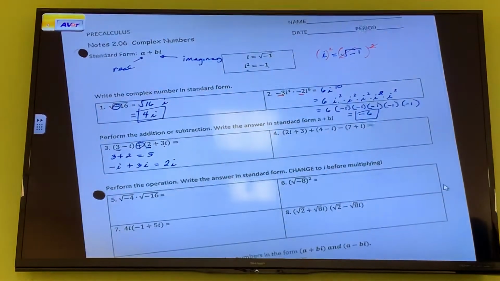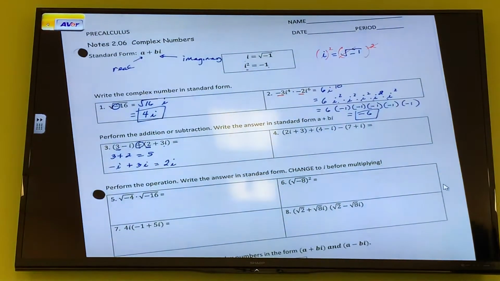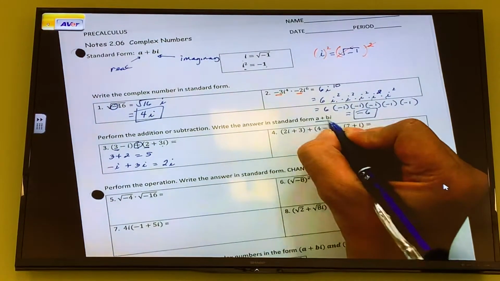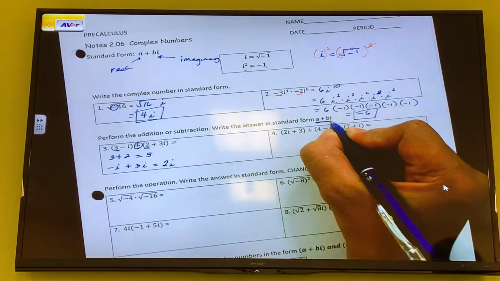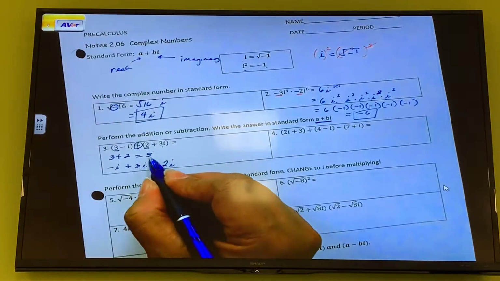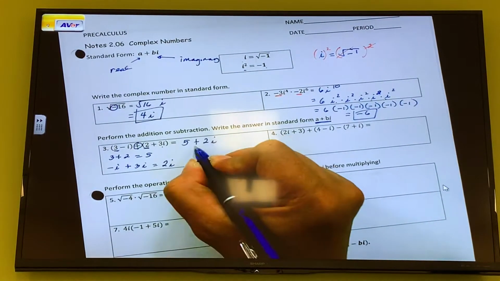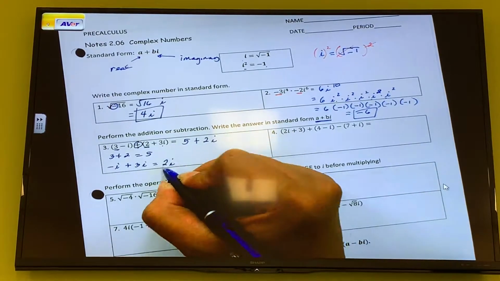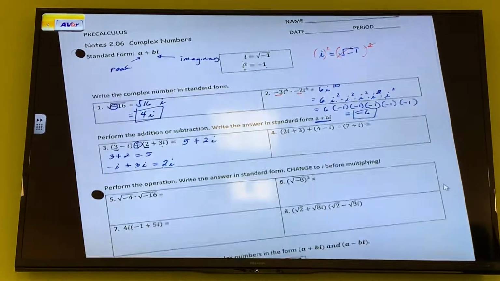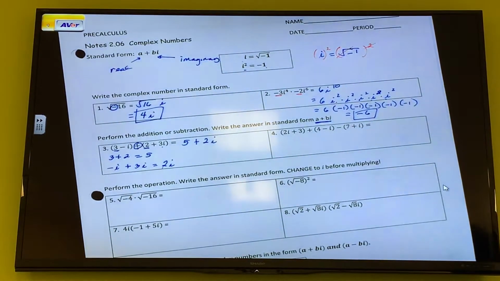So when you write your answer, make sure that you always write it in standard form, the real number first and then the number in front of the i. So the 5 goes first, and then since 2i is positive, we're going to put a plus sign. If it's negative, then we're going to put a minus. So your answer for number 3 is 5 plus 2i.